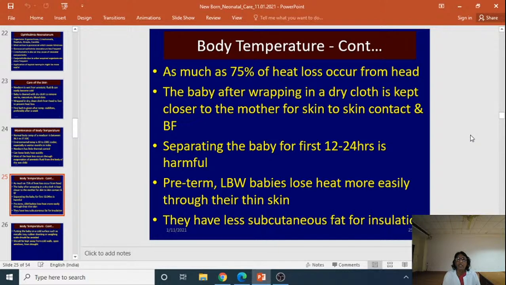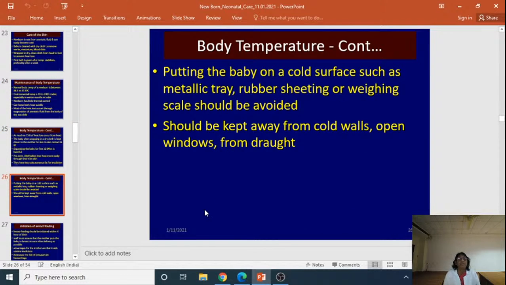Preterm babies, usually the low birth weight babies, lose heat very easily, so special care should be taken, because their skin is very thin. That's why they lose heat very easily. And they have less subcutaneous fat because they are very thin. When there is less subcutaneous fat, there is less insulation. So putting the baby on a cold surface like a metallic tray, rubber sheeting or weighing scale should be avoided. Always a cloth should be put on the tray or on the weighing scale, and only then weight should be taken. And we have to ensure that cold walls and open windows are closed to keep the baby warm.